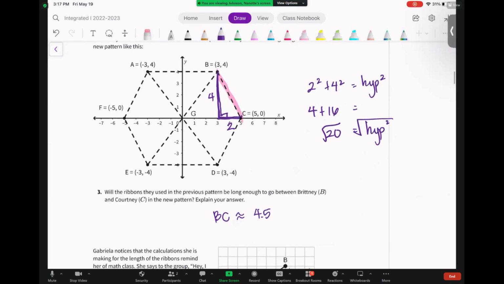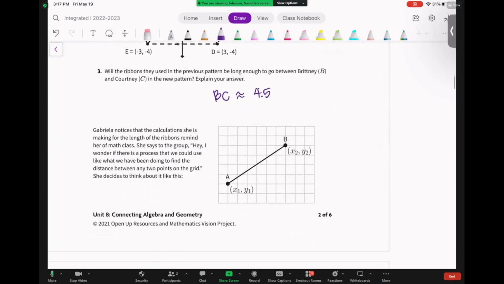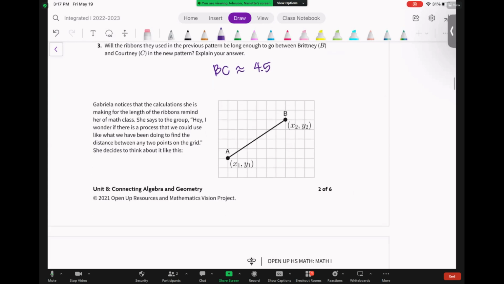Okay. So then Gabriella noticed that the calculation she is making for the lengths of ribbons reminds her of math class. Yay! She says to her group, hey, I wonder if there's a process that we can use, like what we've been doing to find the distance between any 2 points on the grid. And she just decides to think about it like this.